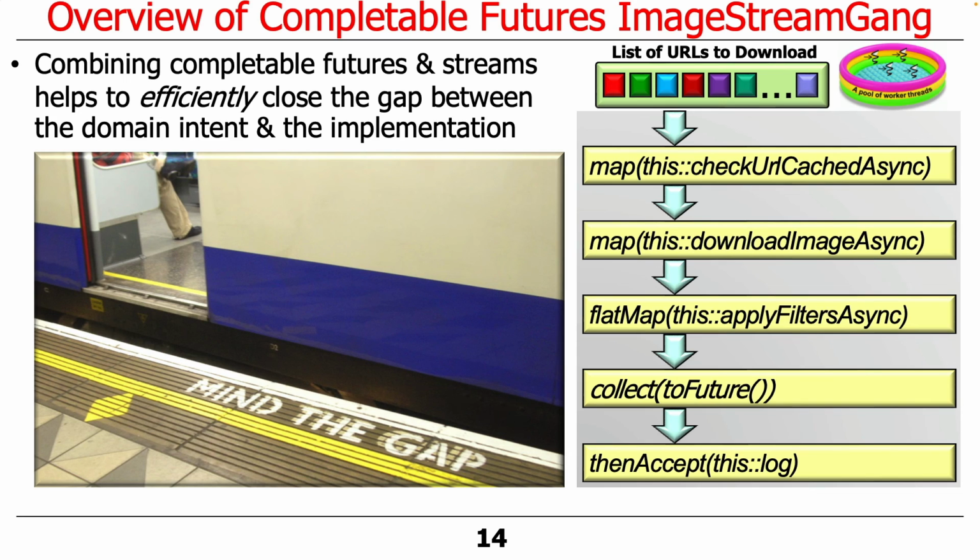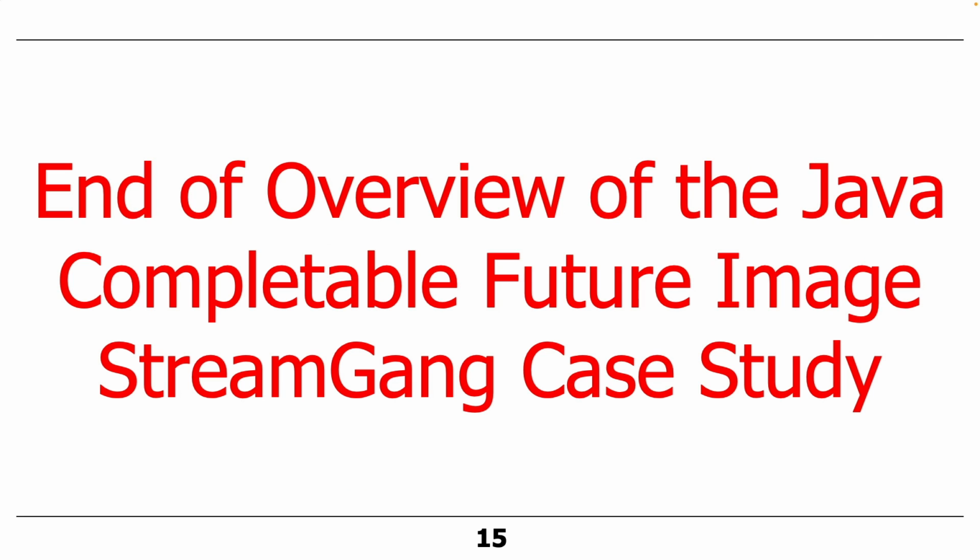And the use of completable futures is to make this more efficient. So rather than using the blocking mechanisms in parallel streams, which work but are not as scalable, we're going to use the asynchronous approaches instead, which are more scalable. So that's a quick overview of the ImageStreamGang case study. We will take a look at many different aspects of this over the course of the next few lessons.